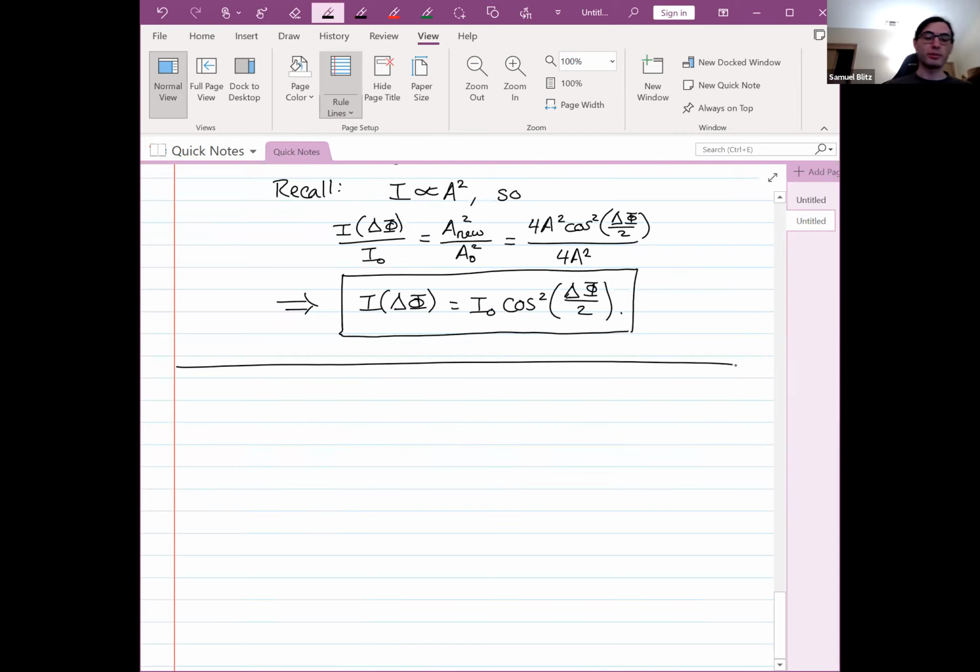reflections and transmissions. By the way, we're going to use this result that I put in a box a lot in the future, especially once we start talking about diffraction.